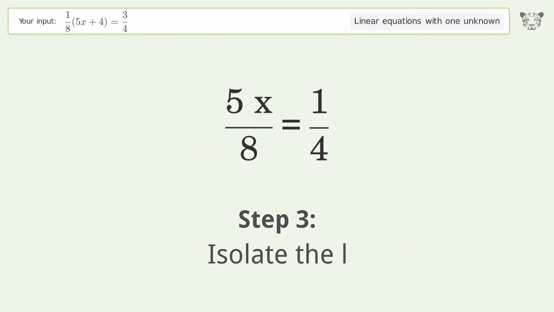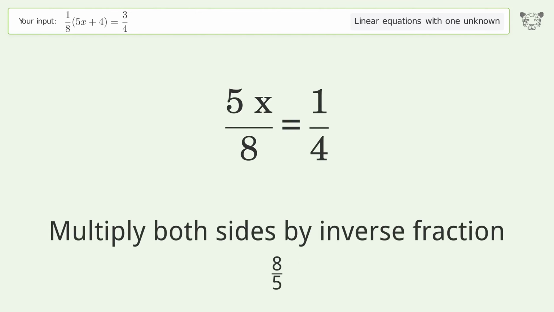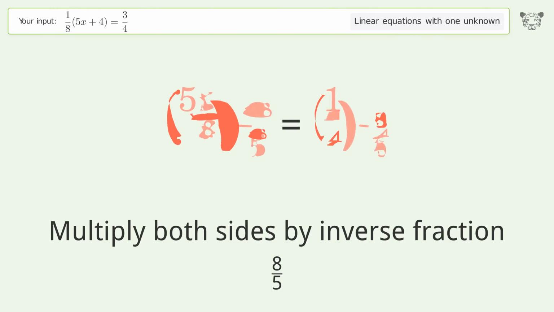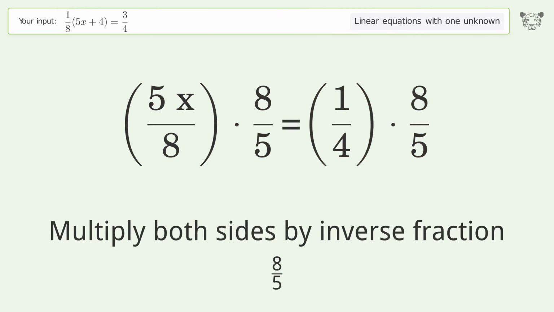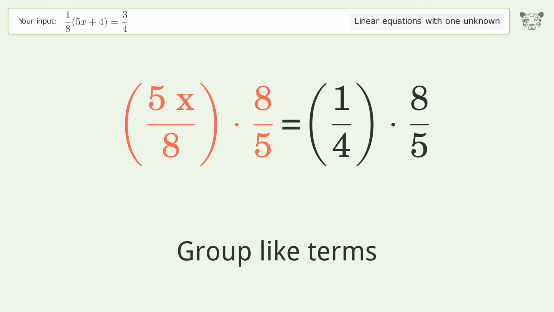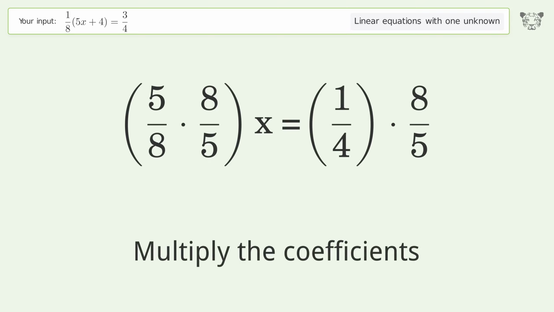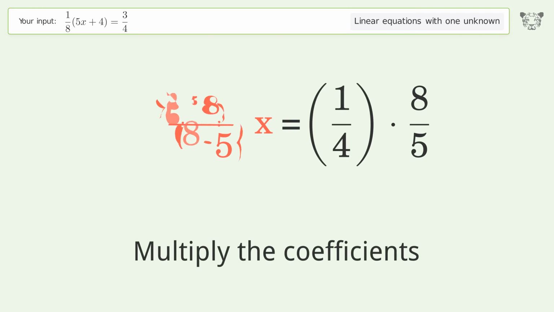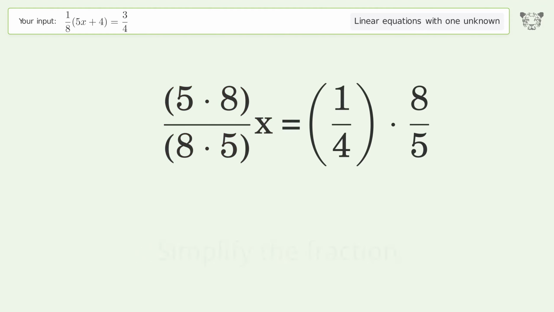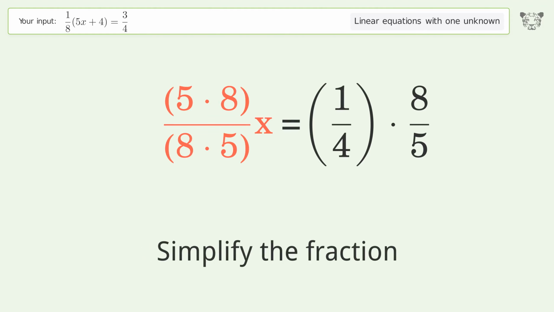Isolate the L. Multiply both sides by inverse fraction 8 over 5. Group like terms. Multiply the coefficients. Simplify the fraction.